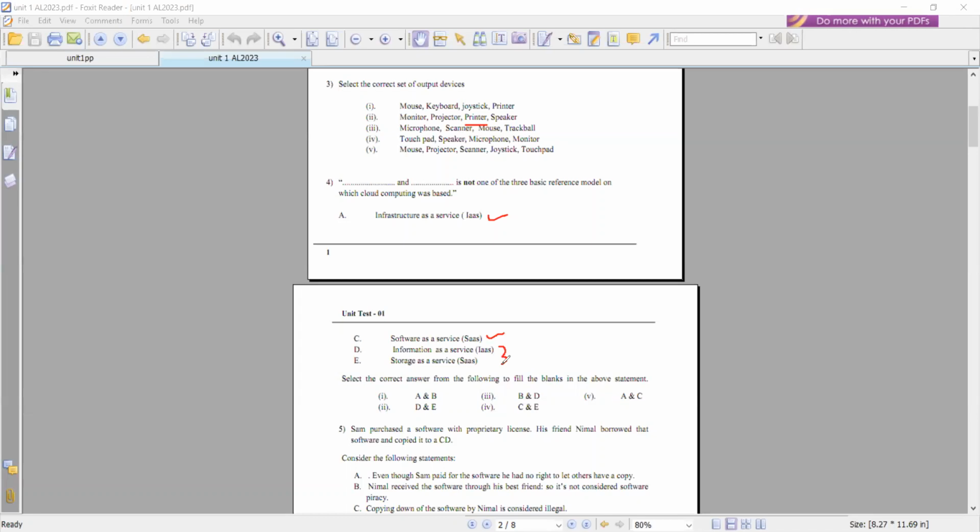They are asking the question, not one of three basic, right? So because of that we have to get the second answer, that is D and E. Second answer.